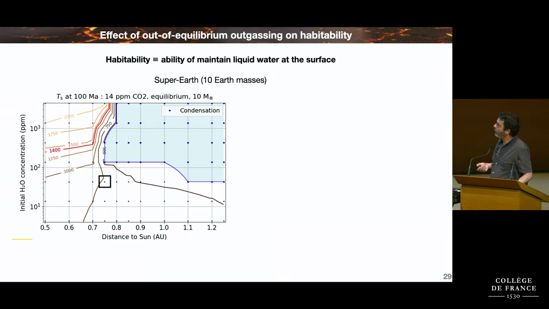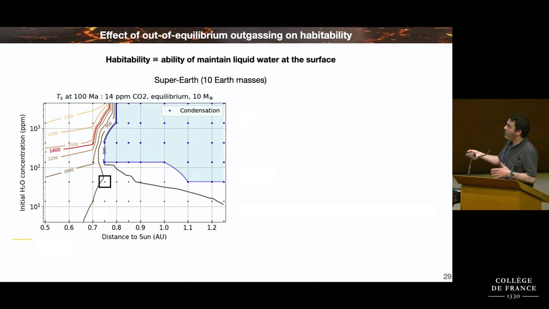Something that we are currently working on, so we have added the possibility of having a radiative-convective atmosphere thanks to Emmanuel Marc. So this is the work of Alessandro, who is our PhD student. And he produced this map, which you can call the habitability map. So here the criterion that we use for habitability is the ability to maintain liquid water at the surface. And these maps, so this corresponds to this blue area. This is where you can condense water at the surface. And this is as a function of the initial water content and the distance to the sun.